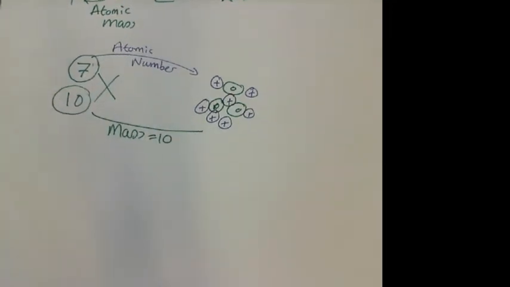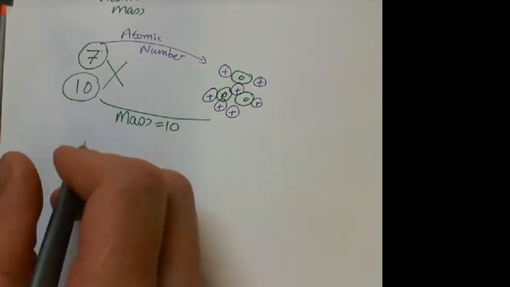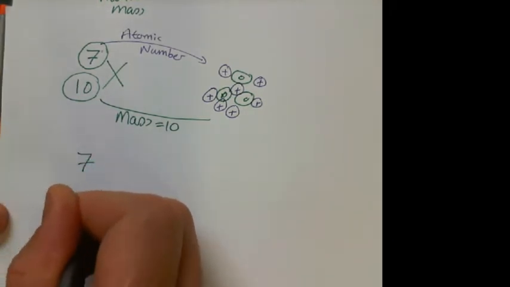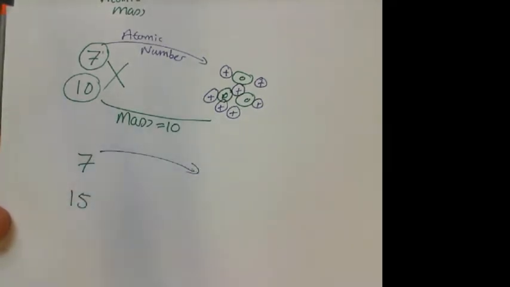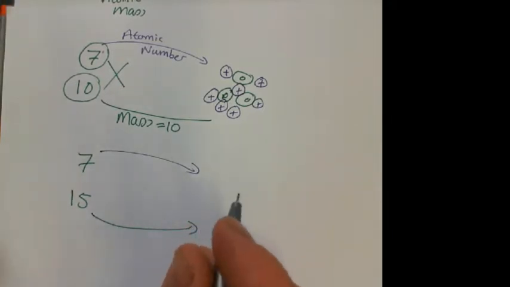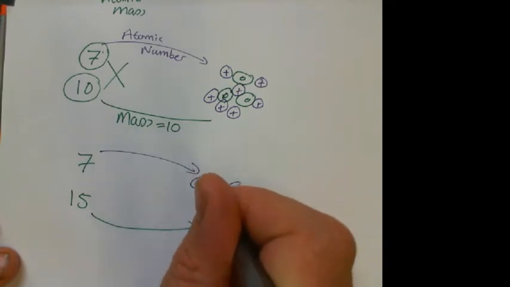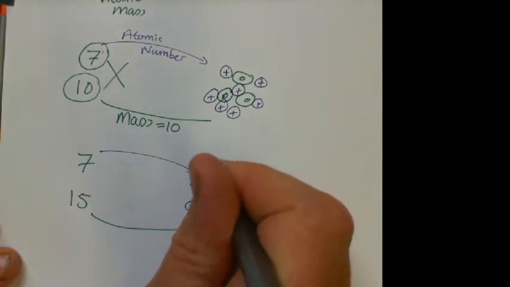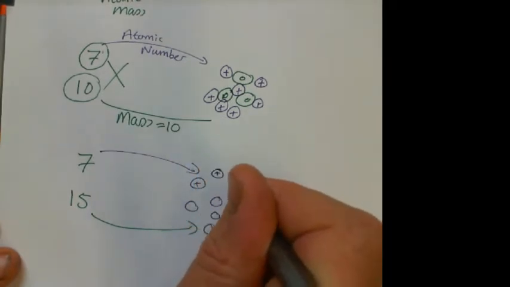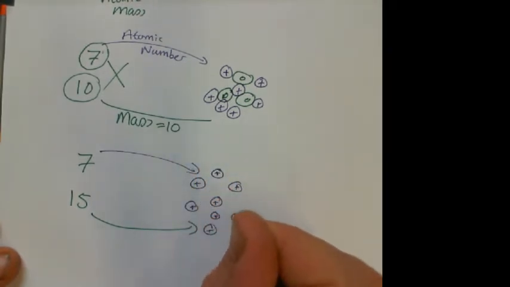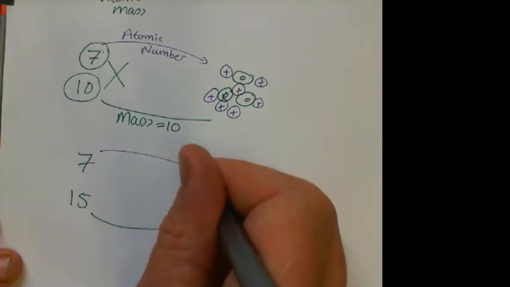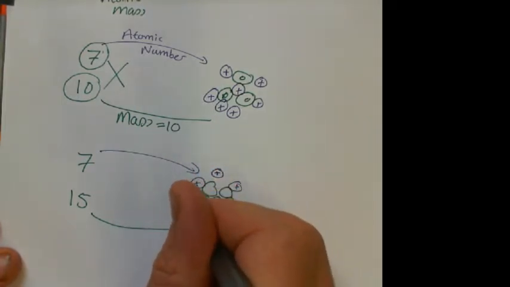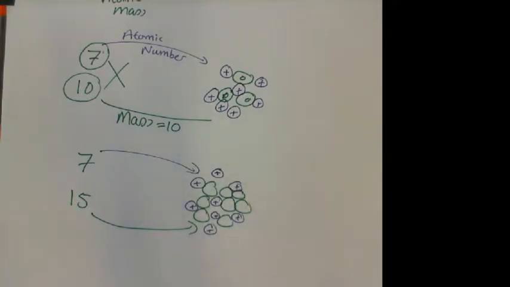Now, I could have another element, and let's say this time I had 7, 15. My number of protons is going to stay the same because my atomic number hasn't changed, but my mass has changed. So now if I draw my 7 positive, and I need to get up to 15, I do 15 minus 7, which means I've got 8 neutrons to add. And that is now my new element.